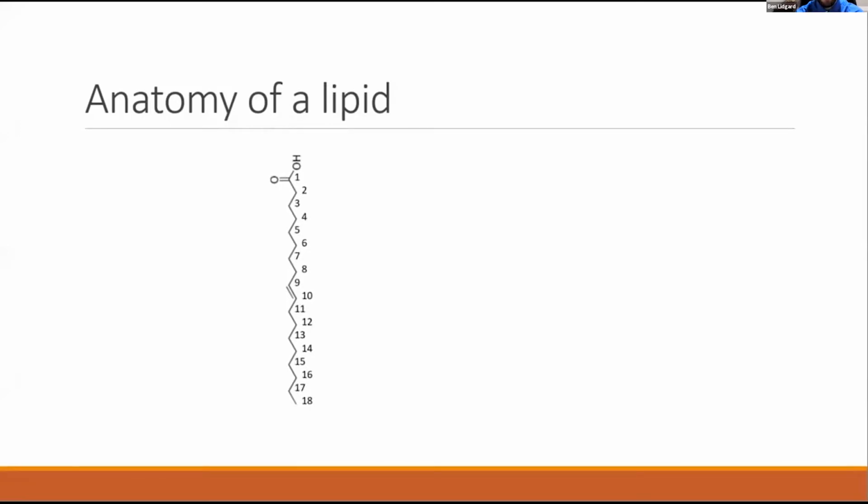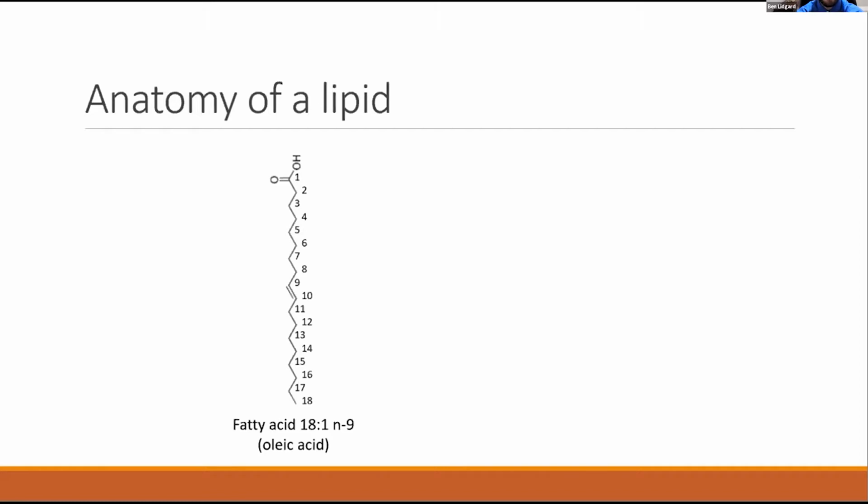So there's 18 carbons in this molecule. And if you want to get a little bit more granular, there's a double bond between carbon 9 and carbon 10. So we'd call this fatty acid 18,1N9, denoting 18 carbons, one double bond, and that double bond is in the 9th carbon position. That gets a little bit cumbersome. So in some cases, we have shorthand names. This acid in particular is called oleic acid.